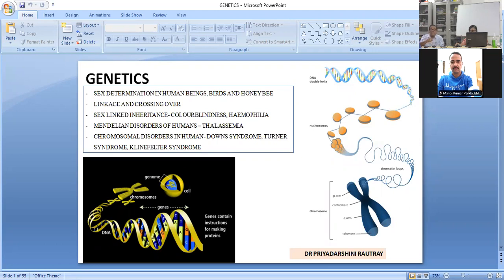Dear colleagues, now we move to the second session, and in this session we will be dealing with the genetics part from sex determination till Klinefelter syndrome. The other part was dealt by, I think, Professor Vijay Kumar. I think he must have the working portion, that part.